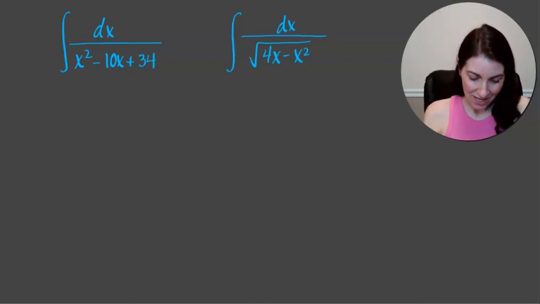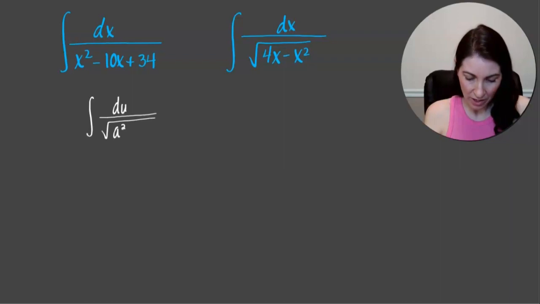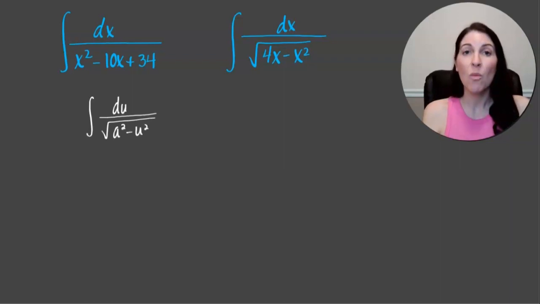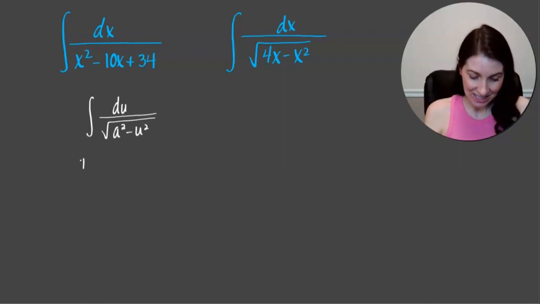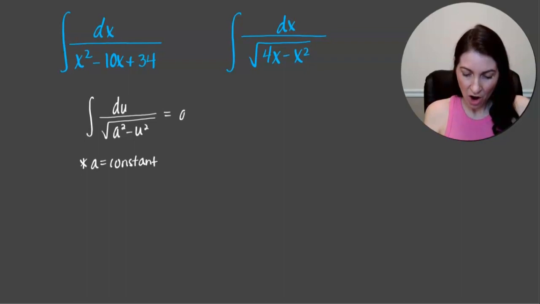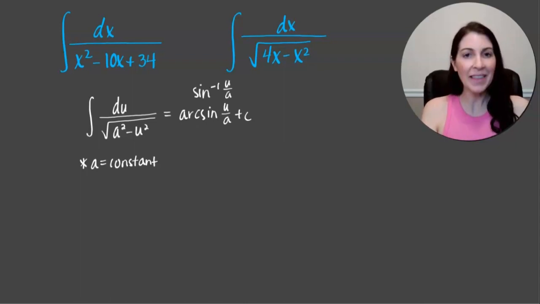So one of them is if you have the integral of du divided by the square root of a squared minus u squared, where a is a constant. Let me write that out here. A is a constant. This will give you arcsine of u over a plus c. Now, arcsine could also be rewritten like that. That would mean the same thing as arcsine. So that is one that we're going to use.